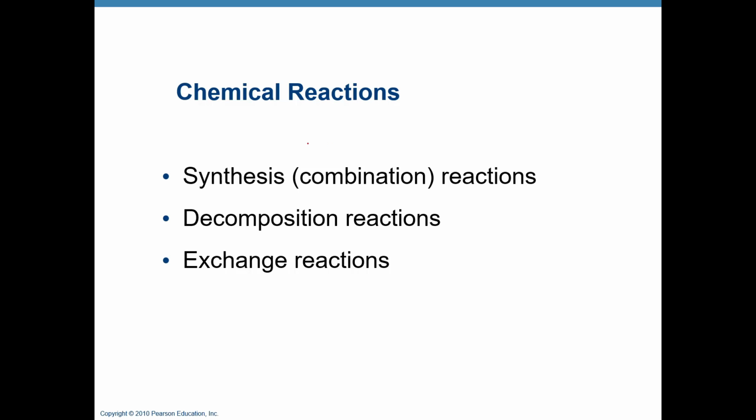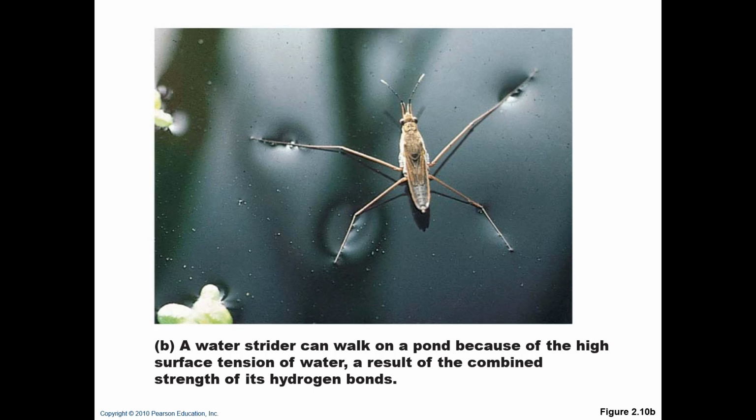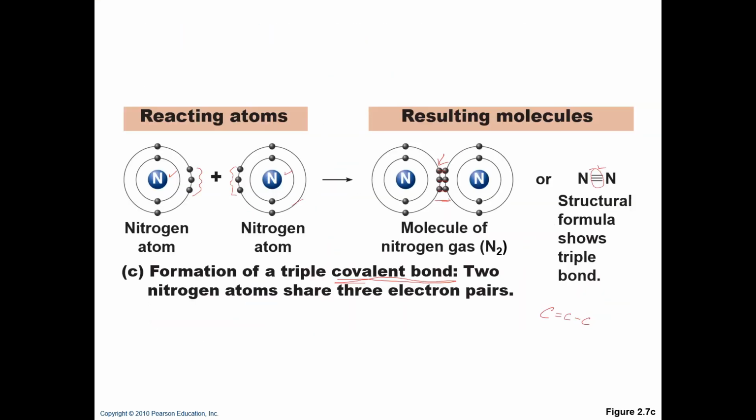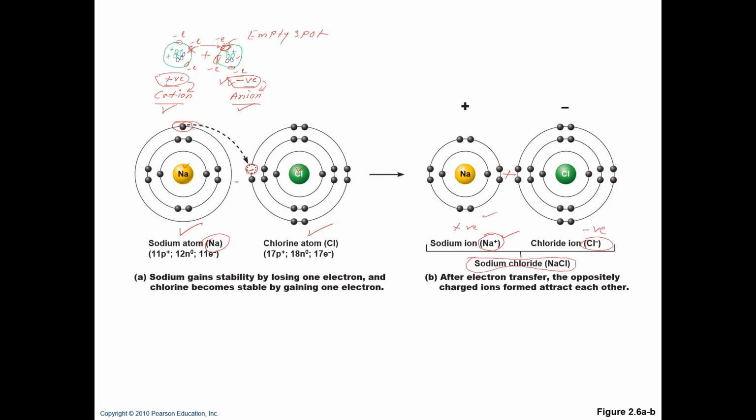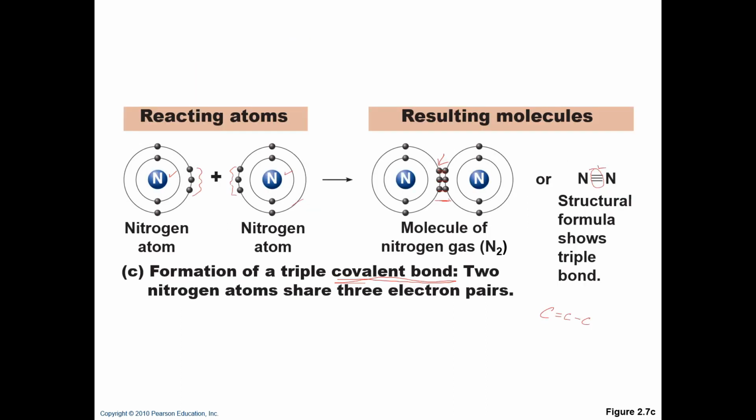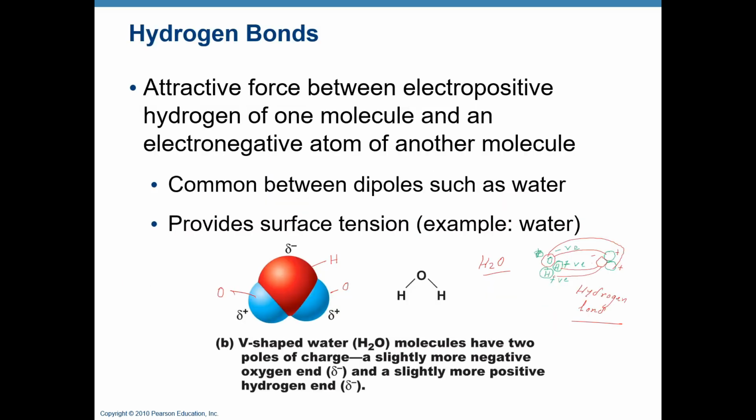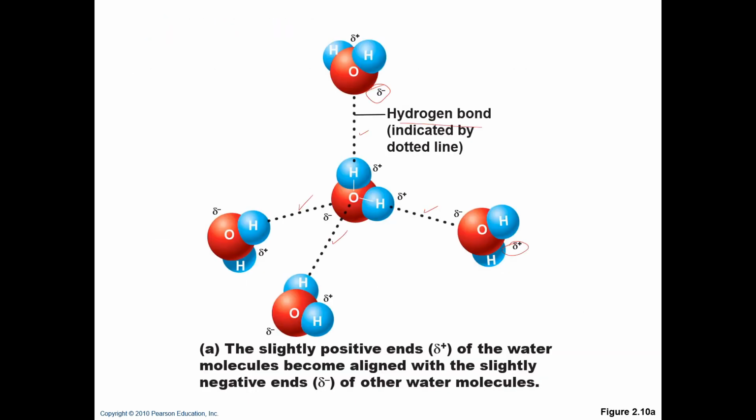So those are three types of bonds: covalent, ionic, and hydrogen. Ionic is formed by donating and accepting electrons from the shell and by forming ions, positive and negative ions. Covalent bonds are formed by sharing the electrons on the valence shell, and hydrogen bonds are formed between the water molecules. Oxygen negative, hydrogen positive.